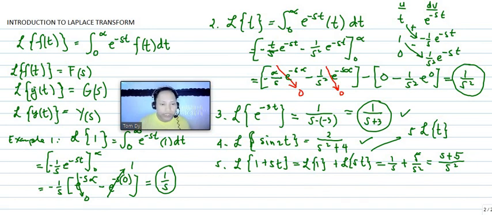Now we have another example. Let's say number 6, the Laplace transform of e raised to t plus e raised to negative 2t, squared. Okay, so we will do the square.